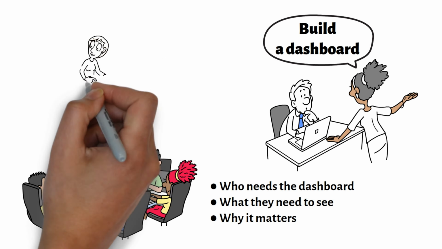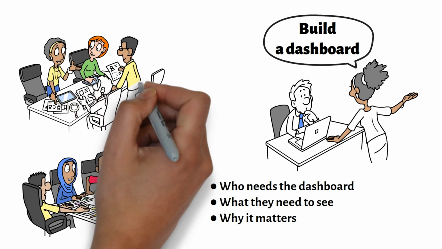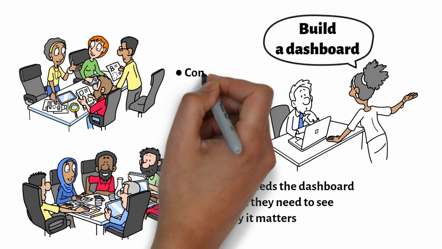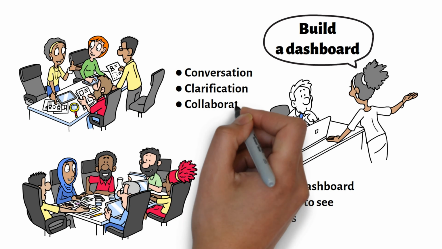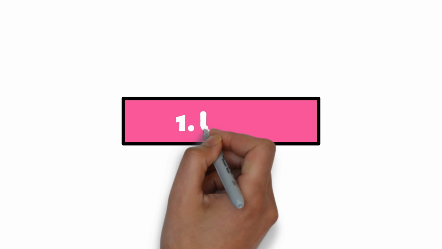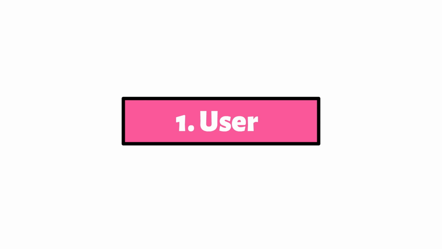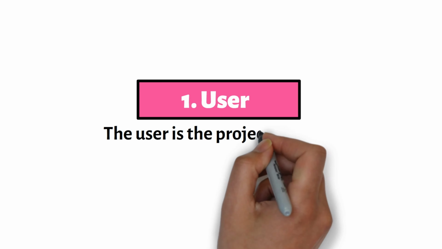A user story is not a full requirements document. It is a starting point for conversation, clarification, and collaboration. Let's break down the three parts. The first part is the user. In our example, the user is the project sponsor.